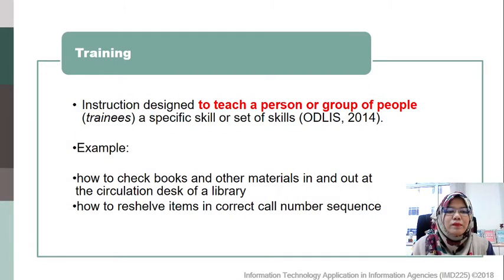Okay. And then training is instruction designed to teach a person or group of people, which is trainees, a specific skill or a set of skills. For example, we teach users how to check books and other material in and out at the circulation desk of a library, how to reshelve items in correct call number sequence, basic knowledge about how they are going to check the materials at the shelf. All right, so if they know how to read the correct call number sequence, it's much easier for them to find out where is the location of the material itself.